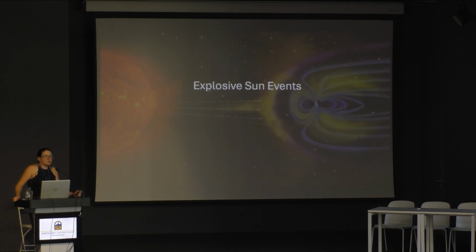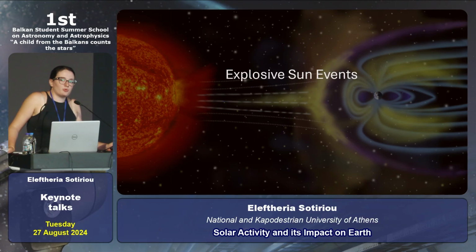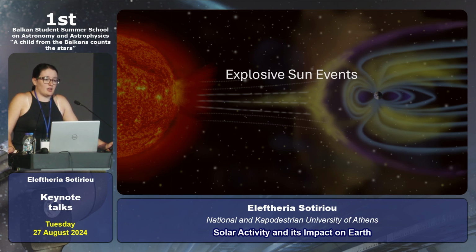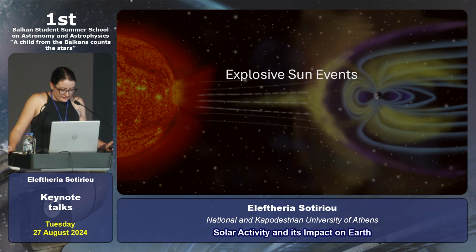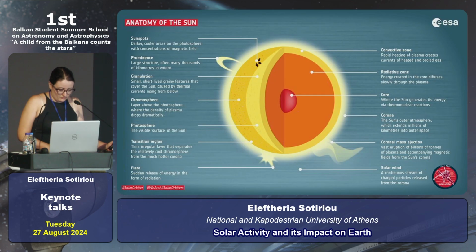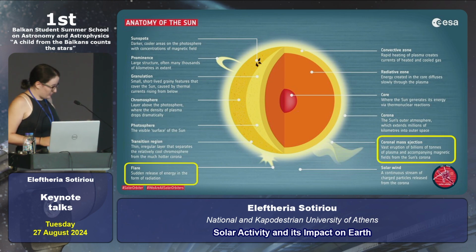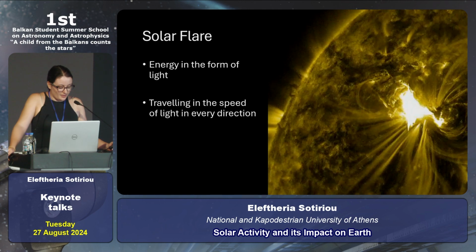Okay, so during the solar maximum, there are explosive events happening in the sun. Two of them are the most important, I would say, and we will talk about them today. Firstly, there are solar flares, and secondly, and most importantly for today's presentation, are coronal mass ejections. Yeah, they do appear here, but I will show them again in a bit.